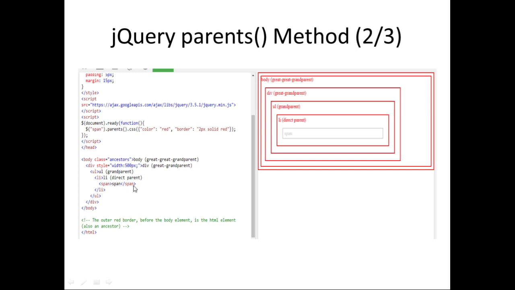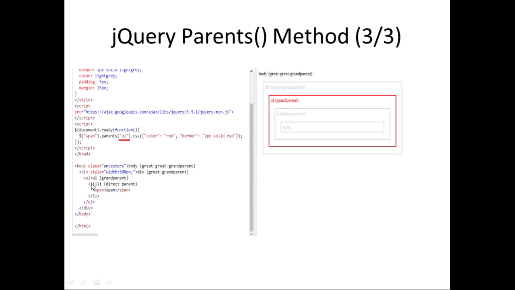So if this is the currently selected element, which is span, then the parents will be everything above it. So the parent, the grandparent, and the div. So we have li, ul, div, and also even the body. So this is up to HTML, so body, and even the document. So these are the parents.